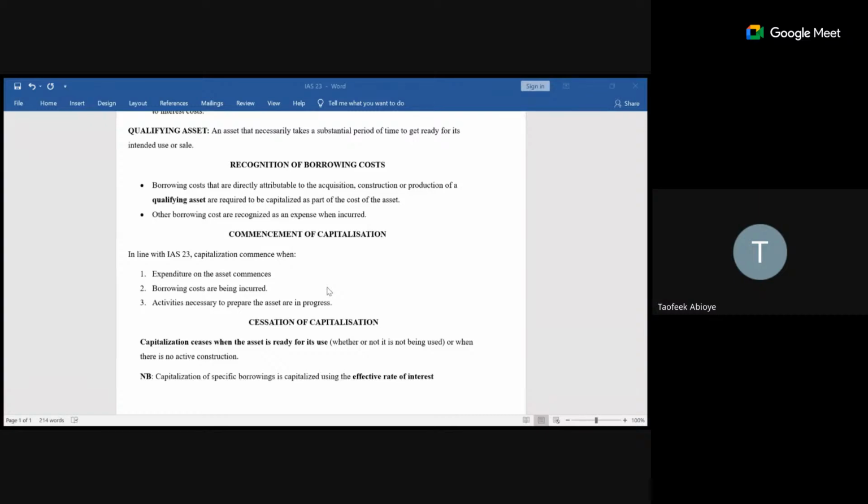So it's either we take it to our P&L or we capitalize it. The standard says we should capitalize. Please capitalize it. It is like a relief for you. Please don't take it to your expense. However, there is a restriction. When it is ready for you, stop. So immediately it is 1st of June, the asset having been available as at 31st of May, you are not going to capitalize again. You will now be expensing it.